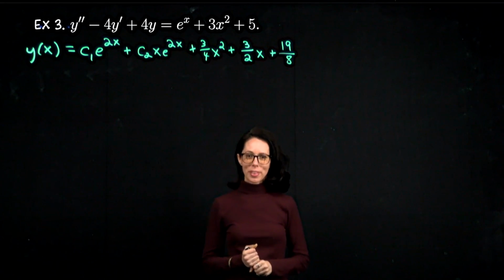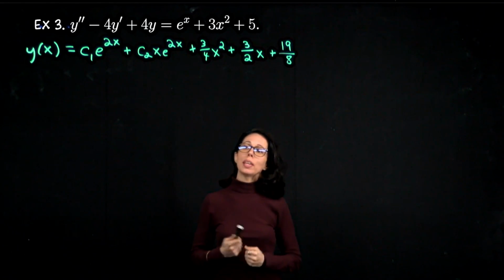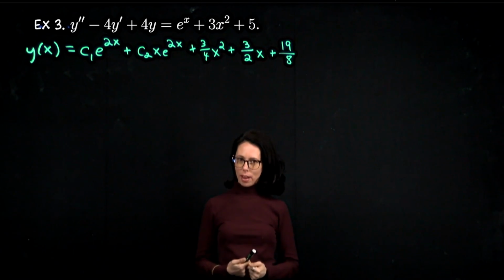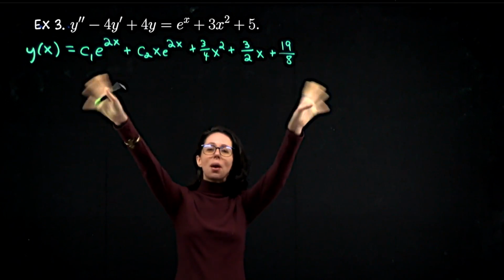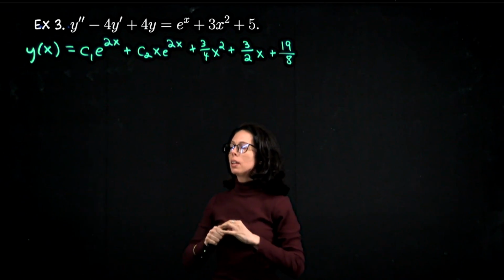All right, let's wrap up with this example where we have almost the same equation, but I've changed the right-hand side to e to the x plus 3x squared plus 5. This solves most of the equation. We just need to account for that e to the x term, and let me explain why.